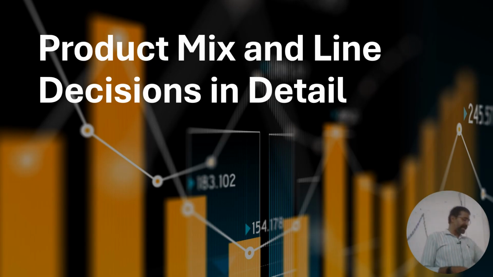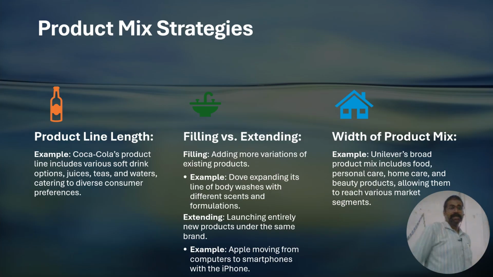So product mix and line decisions, boys and girls. Product mix and product line decisions. Let's see. When you talk about Coca-Cola's products, they have various soft drinks, juices, teas, waters. And have you guys noticed that Boost milkshake is coming into the market? Have you noticed that advertisement? Boost milkshake is coming into the market, boys and girls. Check it out. It might be available at your nearest store.